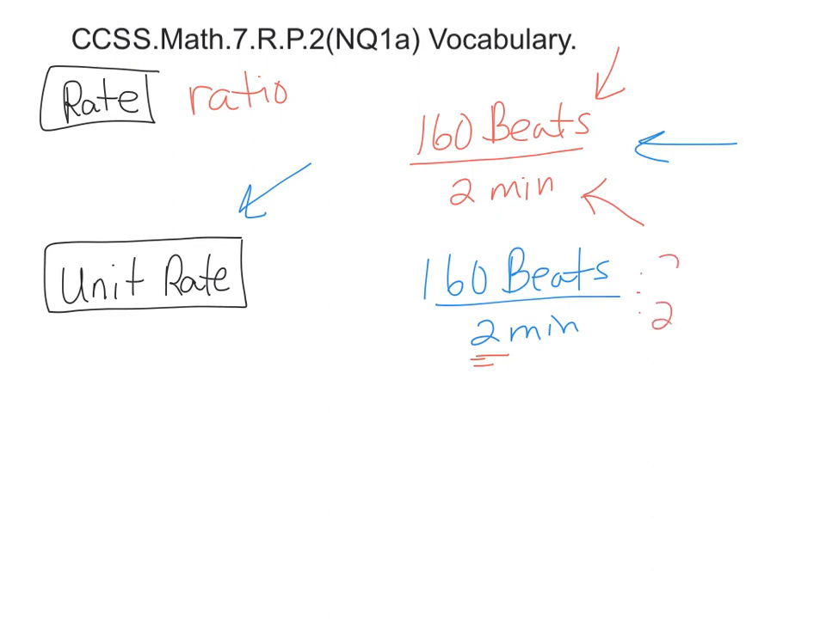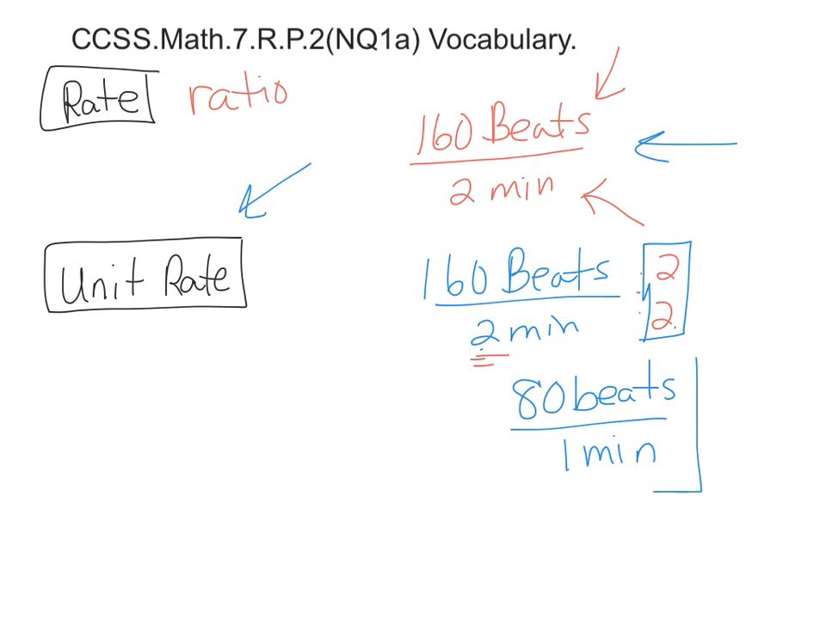So you're going to divide by 2 over 2, and actually 2 over 2 is really just a 1. And when you divide 160 beats by 2, you're going to get 80 beats, because 160 divided by 2 is 80, and we have to label it. And 2 divided by 2 is 1 minute. This actually is how everything is generally broken down to, and it's 80 beats per minute.